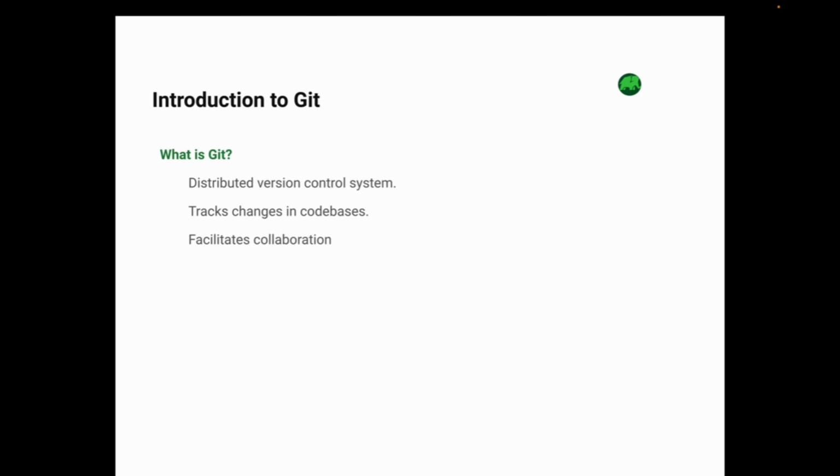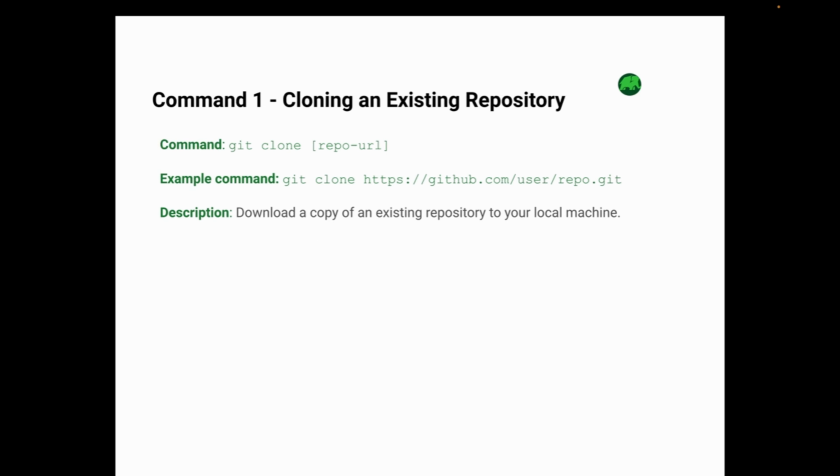Let's get hands-on with the first command. Command number 1 is git clone. This command lets you clone an existing repository onto your local machine. Here's the command as shown on the screen. By using this command, you are downloading a copy of the repository, including all its history, branches, and files. This is a great starting point when you want to contribute to an existing project.